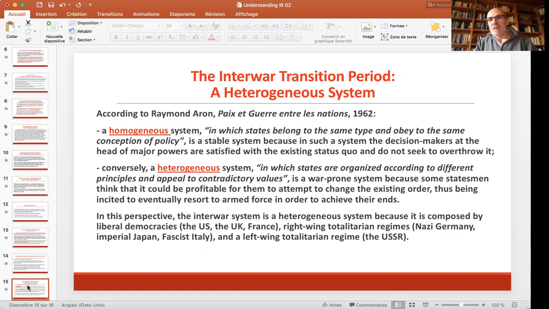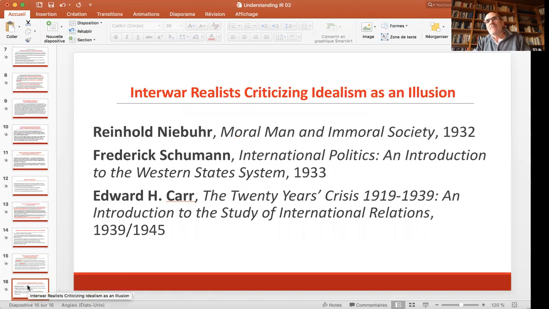So this heterogeneous system, according to Aron, could hardly be synonymous with a stable or peaceful system. Too many powers were eager to spread, if necessary by force, their vision of how the world should be organized. Aron's analysis is somehow joined by a more general explanation, which gradually emerged, ladies and gentlemen, during the 1930s.